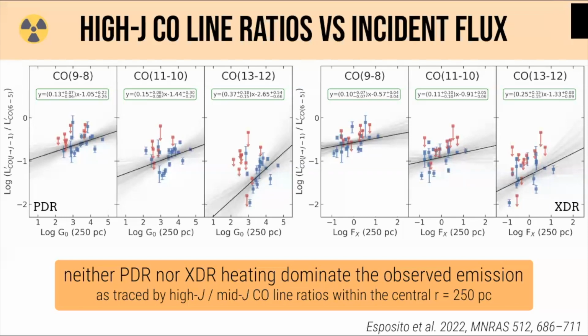So our results for this sample of AGN are this. Here we have the CO line ratios of different lines: CO 9 to 8, CO 11 to 10, CO 13 to 12. We were just trying to explore the high J part of the CO SLED, divided by the CO 6 to 5, because we knew that CO 6 to 5 was coming from 250 parsec of radius. So we compared these line ratios with the far ultraviolet on the left panels and the X-ray fluxes on the right panels at this radius. Every little square is a galaxy of our sample. The blue ones are detections, while the red ones are upper limits. We tried to fit regression lines, and we found only sublinear relations between these quantities. So our conclusion was that neither PDR nor XDR heating is dominating these observed line ratios.